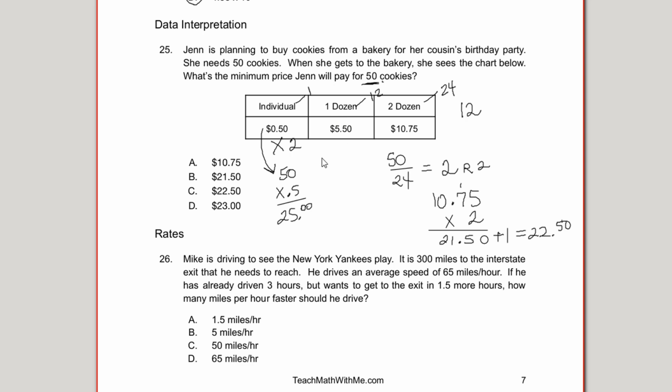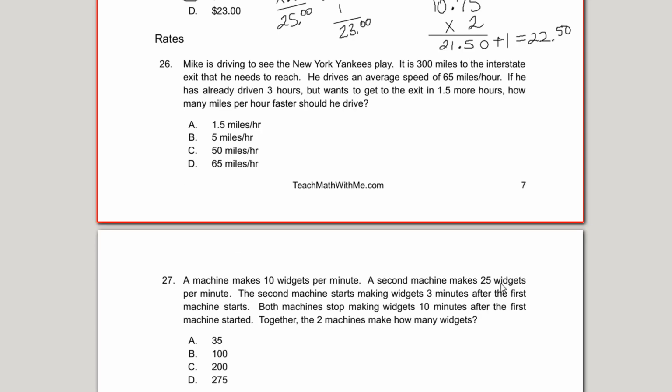If you go 1 dozen, you're going to have to go $5.50 times 4, which gives us $22 plus another $1, because times 4 gives us 48, plus $1, we're at $23. So you're saving 50 cents with this 2 dozen route, and that is answer choice C. That's the cheapest price. Question 26, we're going to be looking at rates.